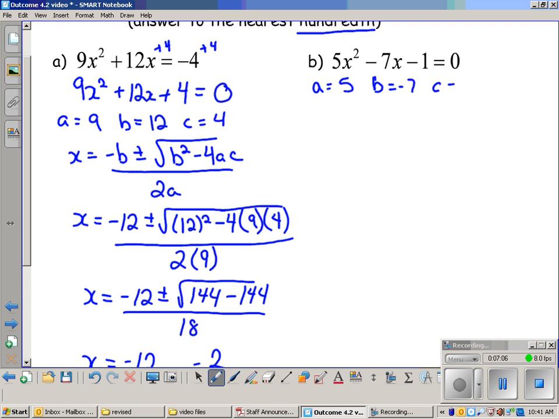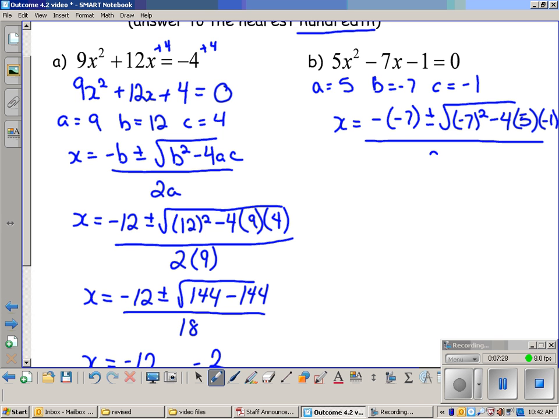And c is negative 1. Substituting into the quadratic formula, x equals negative b, which is negative 7, plus or minus the square root of b squared, so negative 7 squared, minus 4 times a, which is 5, times c, which is negative 1, all over 2 times a.